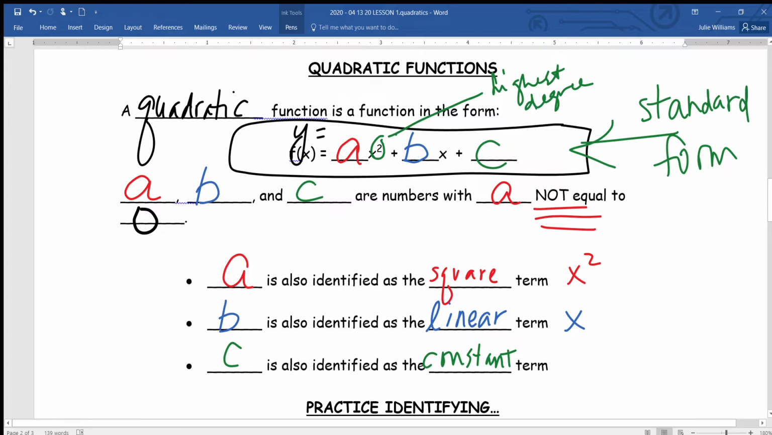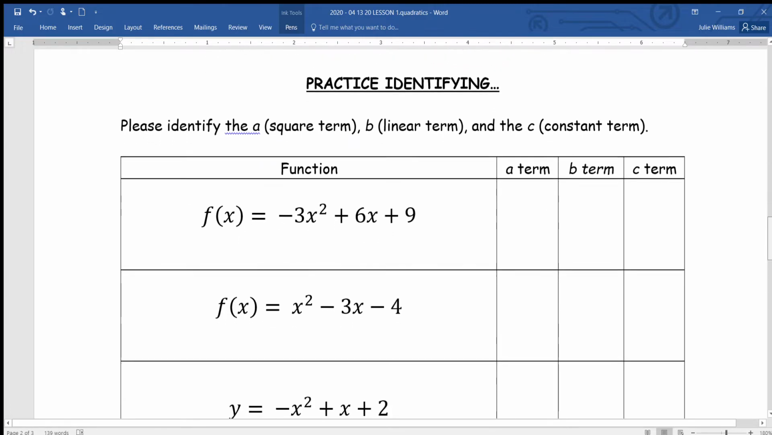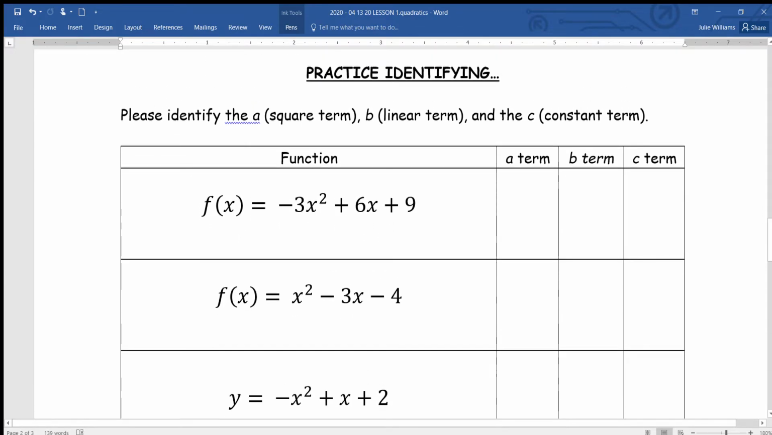Okay, so now we're going to identify some terms here. So before we do that, let's go ahead and write on top that a is the square term. Let's write that b is the linear term, and some of my letters disappear, but it's okay. You know what I had up there. And c is the constant.